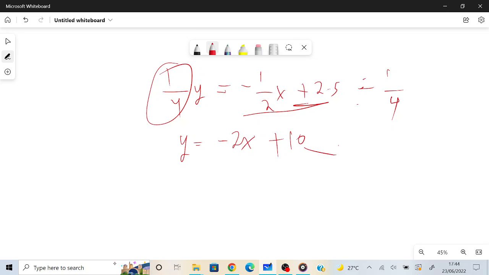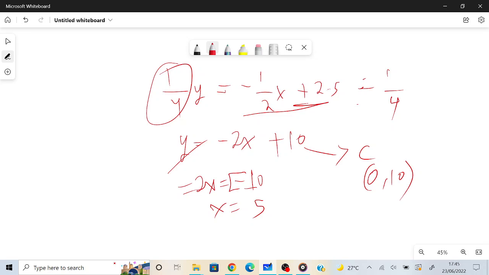Now we know that our c is 10, so automatically the y-intercept is at the point 0, 10. So we need to find our x-axis intercept, and we do that by making y 0. So when y is 0, we have minus 2x equals minus 10, because the 10 goes over to the other side. Your x in the end would be positive 5, because minus 10 divided by minus 2 would give you positive. 2 minuses make a positive. So you have your other coordinate, which is 5, 0.